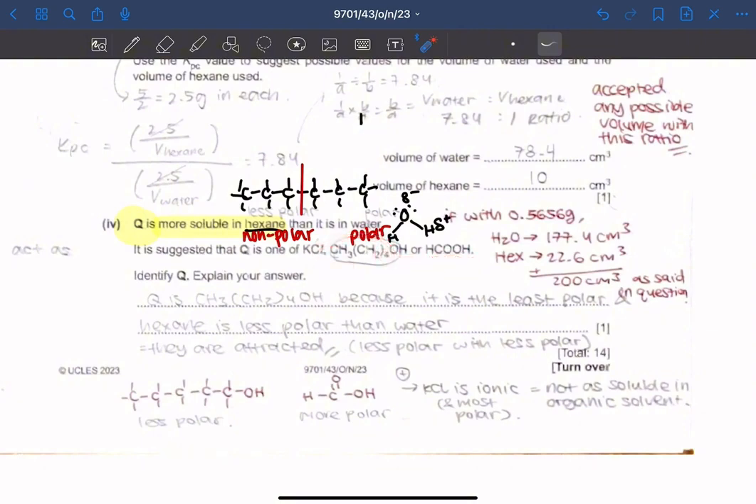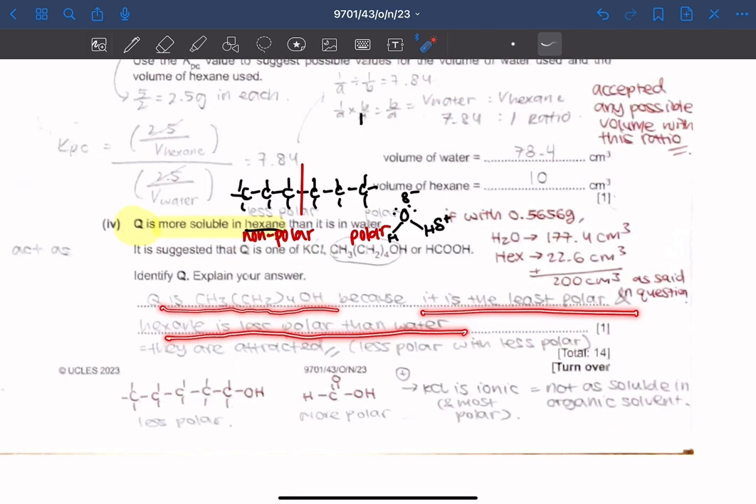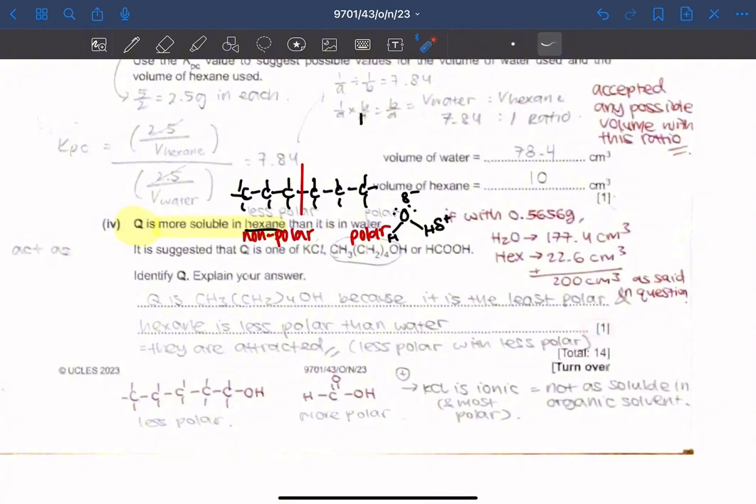So we know that HCOOH can form delta plus here, delta minus here, and form a more polar compound compared to CH3CH2CH2CH2CH2OH. And so we can state that Q is CH3CH2CH2CH2CH2OH because it is the least polar, and hexane is less polar than water, and thus they are attracted. Less polar with less polar forms attraction, and this is 1 mark.